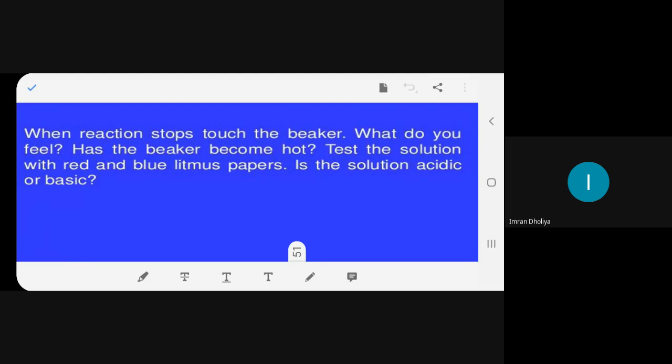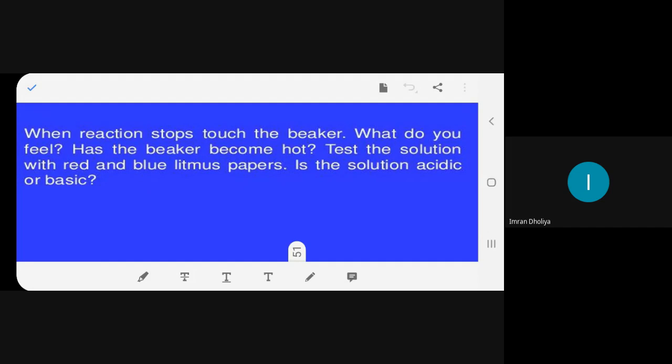Read, Vita. When the reaction stops, touch the beaker. What do you feel? Has the beaker become hot? Test the solution with red and blue litmus paper. Is the solution acidic or basic?